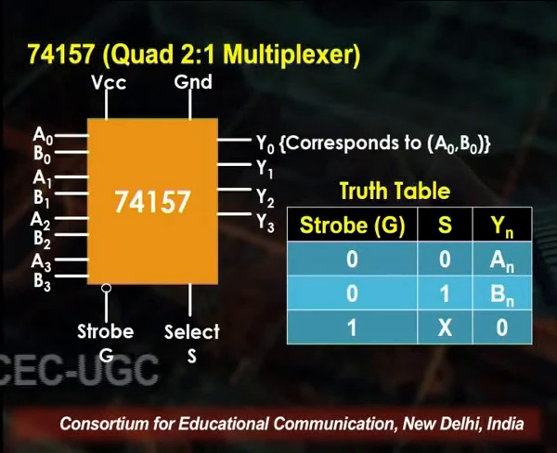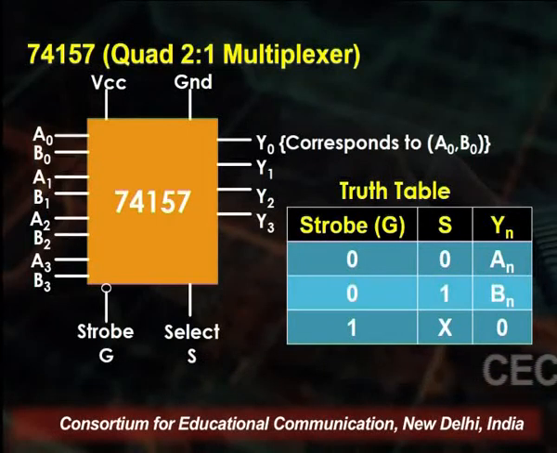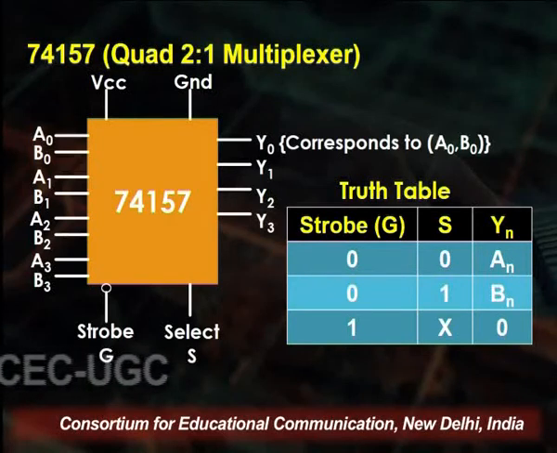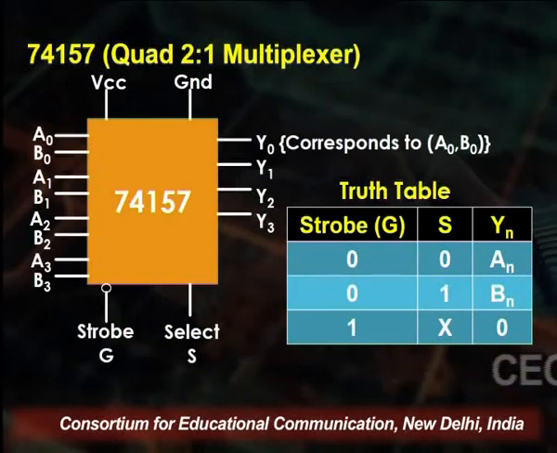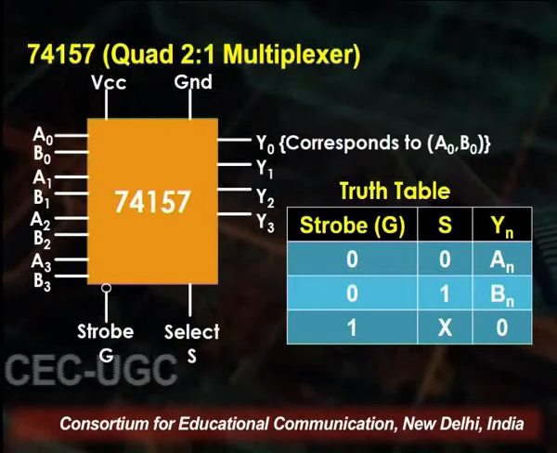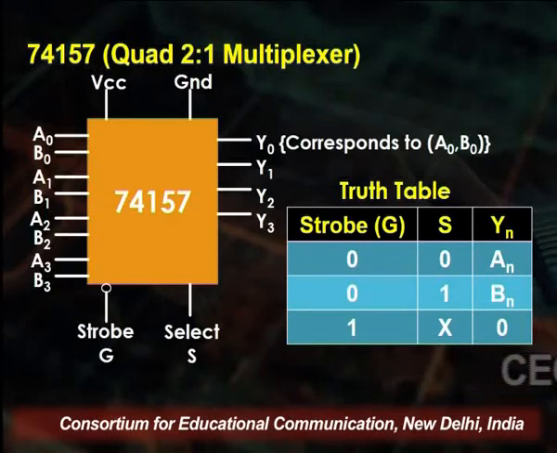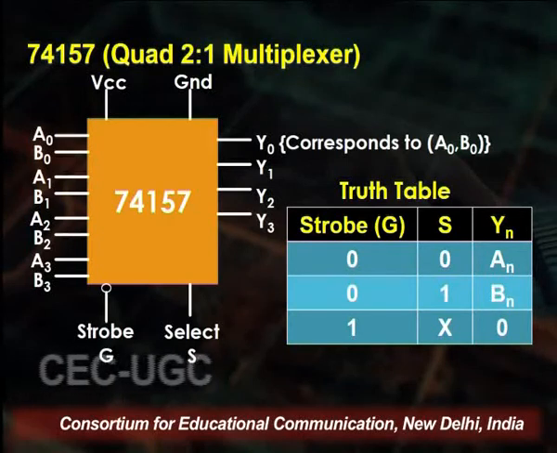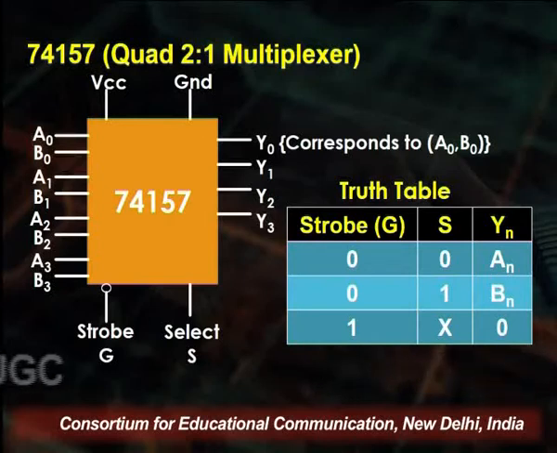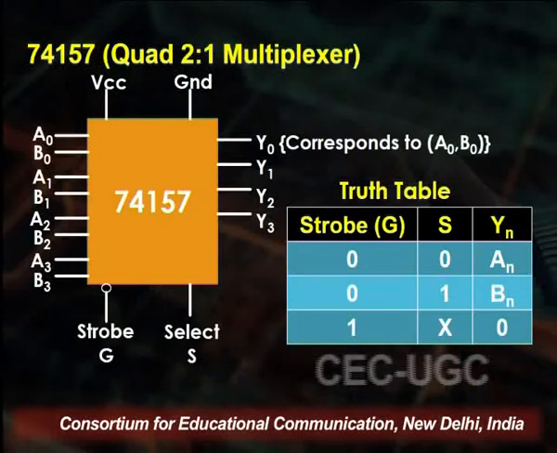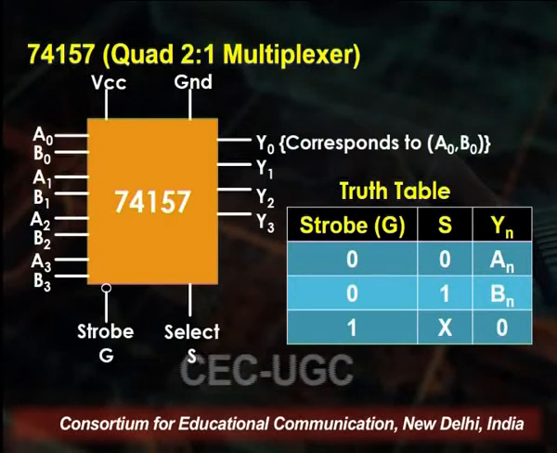A typical case of a quad 2x1 multiplexer is the 74157. As you can see, we have the 4 multiplexers as A0 B0, A1 B1, A2 B2, A3 B3. We have a strobe here. In the strobe, as you can see, there is a NOT gate before the strobe is fed into the IC 74157. Now, this practice of fixing a NOT gate before the signal's entry into the IC characterizes what are known as active low devices, meaning that these devices would work if and only if the strobe signal is low.